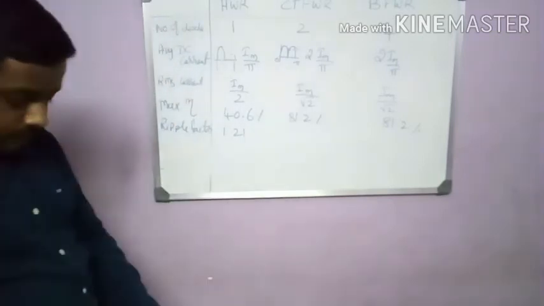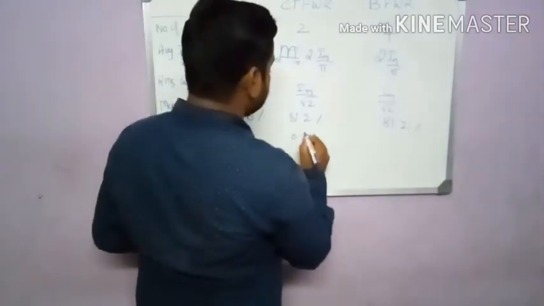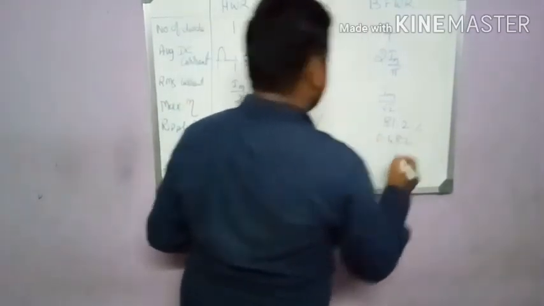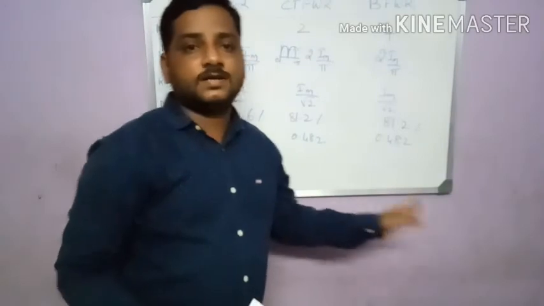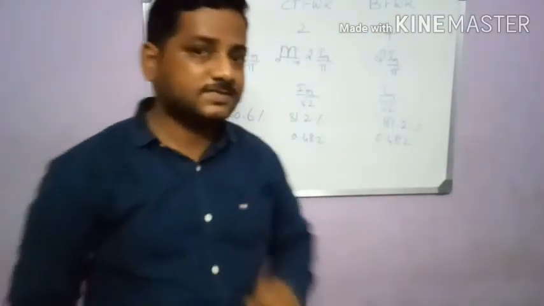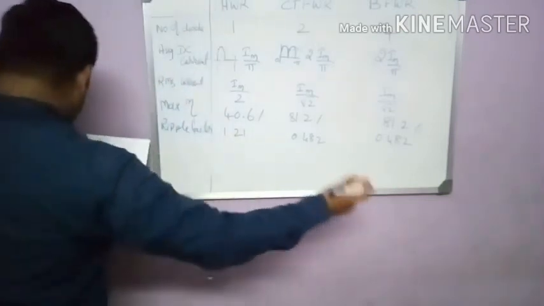Whereas if you go for a full-wave rectifier, it is 0.482. Here also it is full wave, so 0.482. You can compare this and this table. Everything is same, only with the number of diodes has been variation. There is one more important point which varies here. Let's see that. So ripple factor is okay.